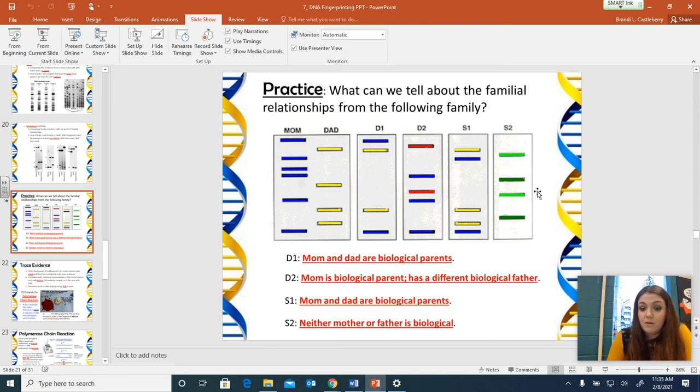This one isn't matching mom or dad. So neither is their kid. That would have to be an adopted child. So neither mother nor father is biological. This one, the mom's biological, but not the dad.